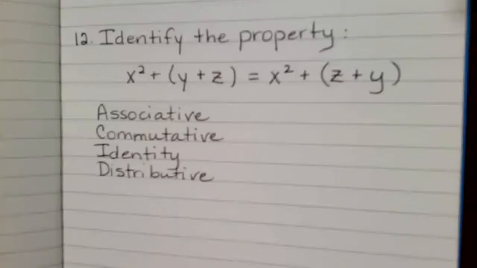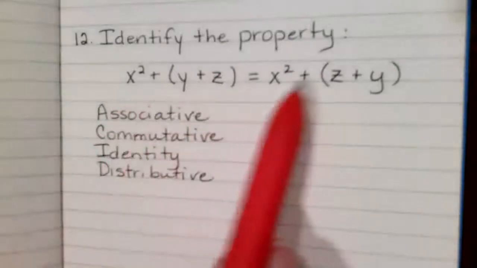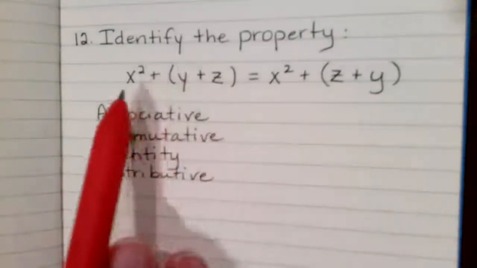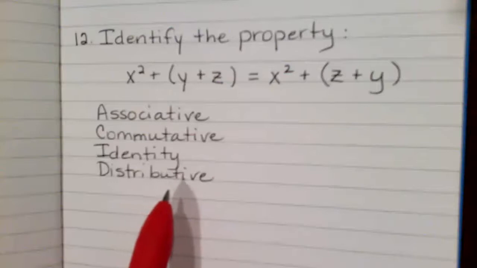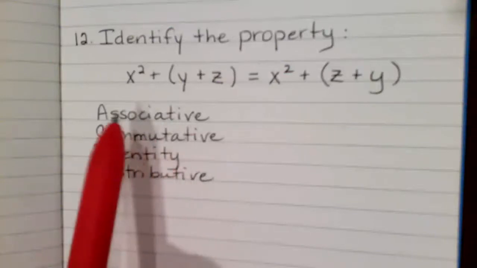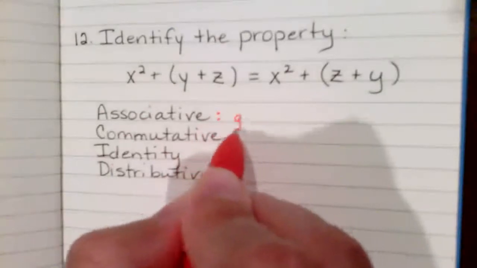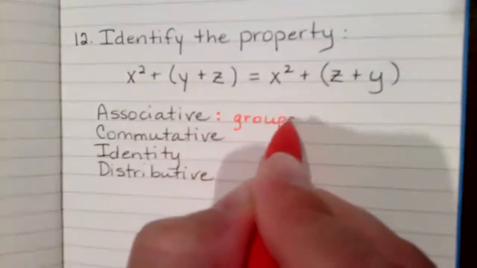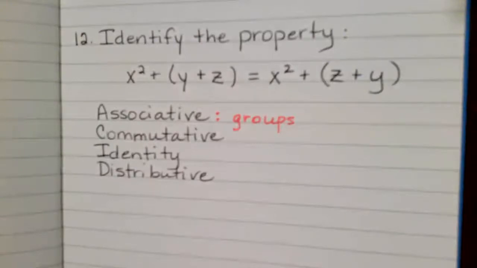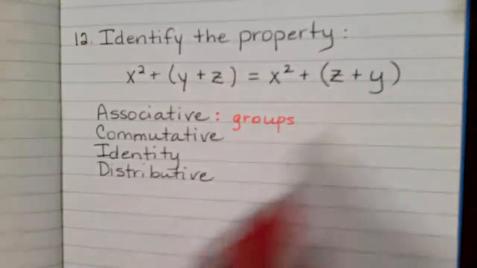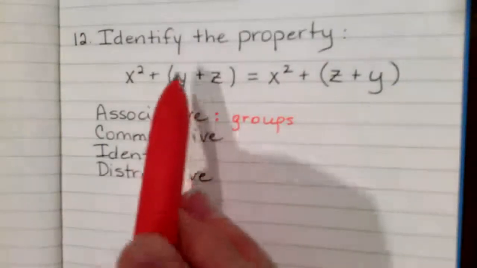For this problem, we're going to identify the property that is being used here in this equation. So I listed out the properties that we could choose from just as a little bit of a review. So let's talk about associative. For the associative property, I want you to think of the word groups, because associative property is about changing what's in the group. Well, look at the groups we have.